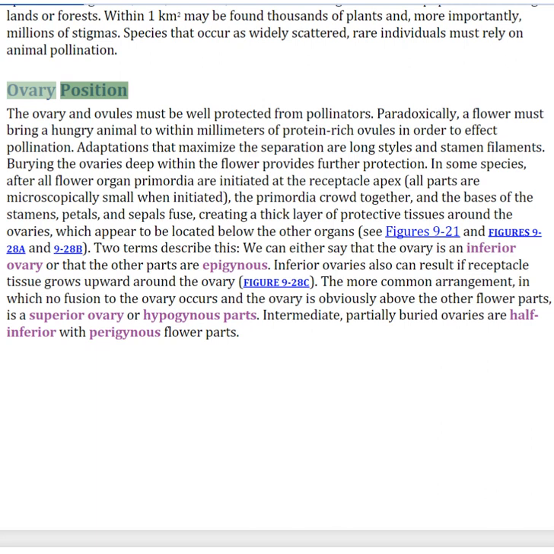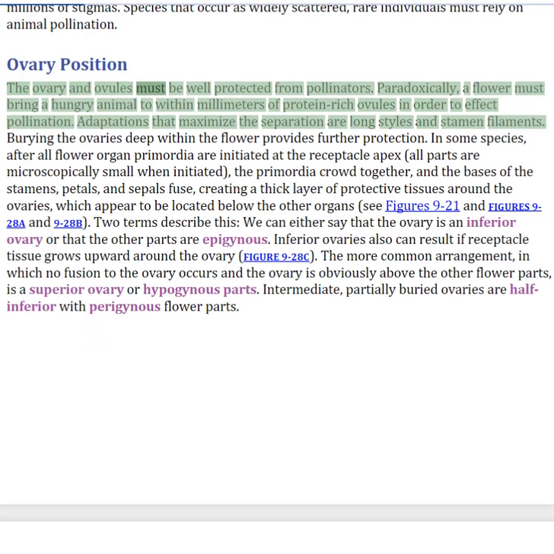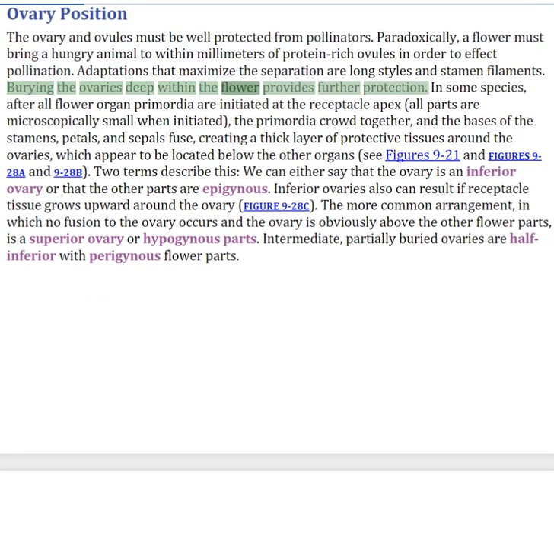Ovary position. The ovary and ovules must be well protected from pollinators. Paradoxically, a flower must bring a hungry animal to within millimeters of protein-rich ovules in order to effect pollination. Adaptations that maximize the separation are long styles and stamen filaments. Burying the ovaries deep within the flower provides further protection.